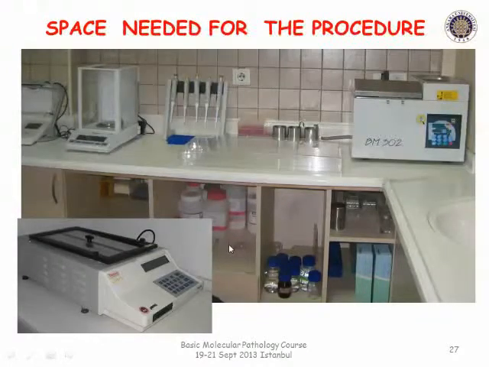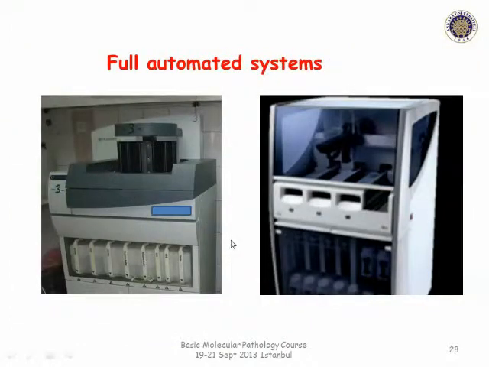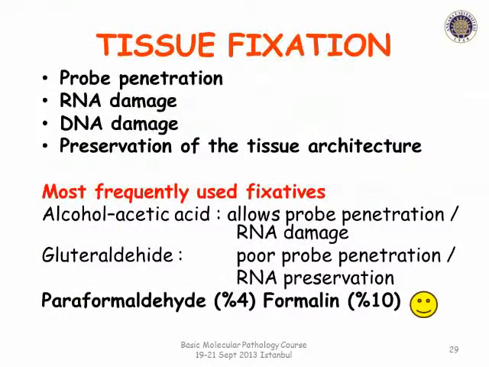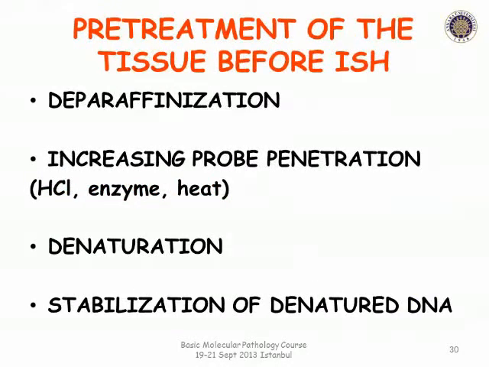So for in situ hybridization, you don't need a very large space, so only a small bench can be enough for you to do all your hybridization. There are some fully automated instruments that now are more handy and you can use them. As explained in previous talks, the tissue fixation is very important, as it is for the other techniques. So your tissues should be very well preserved in order to get a good result.